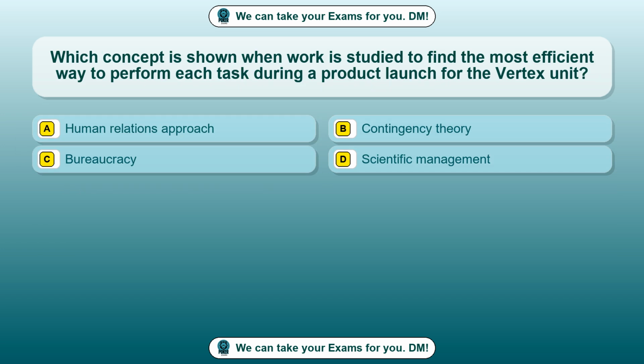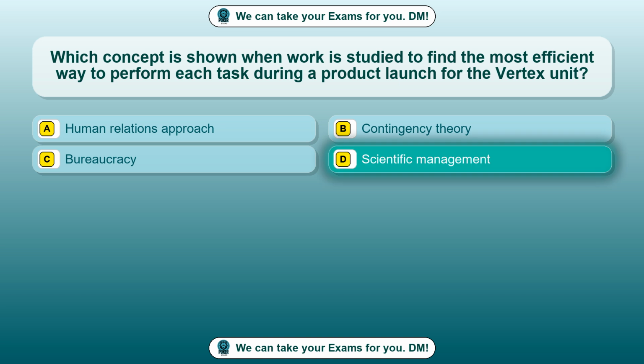Question 90. Which concept is shown when work is studied to find the most efficient way to perform each task during a product launch for the Vertex unit? Option A, human relations approach. Option B, contingency theory. Option C, bureaucracy. Option D, scientific management. The correct answer is option D, scientific management.